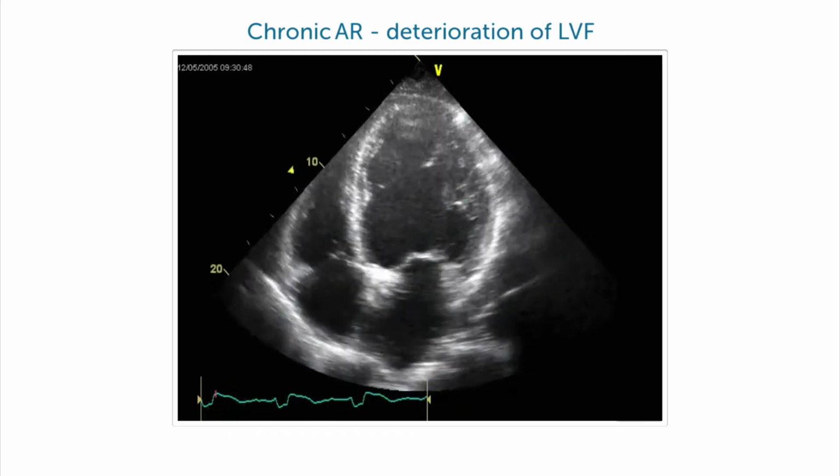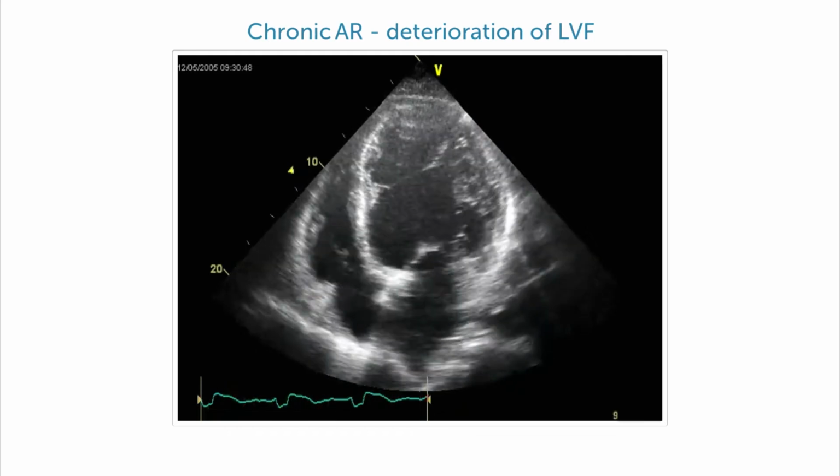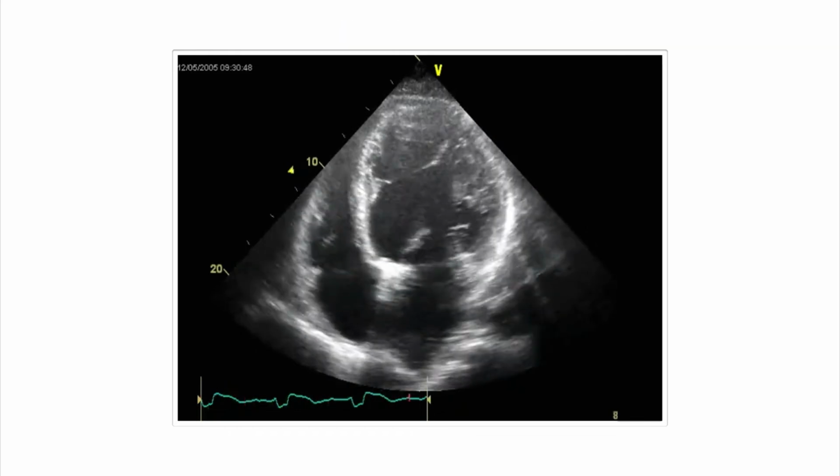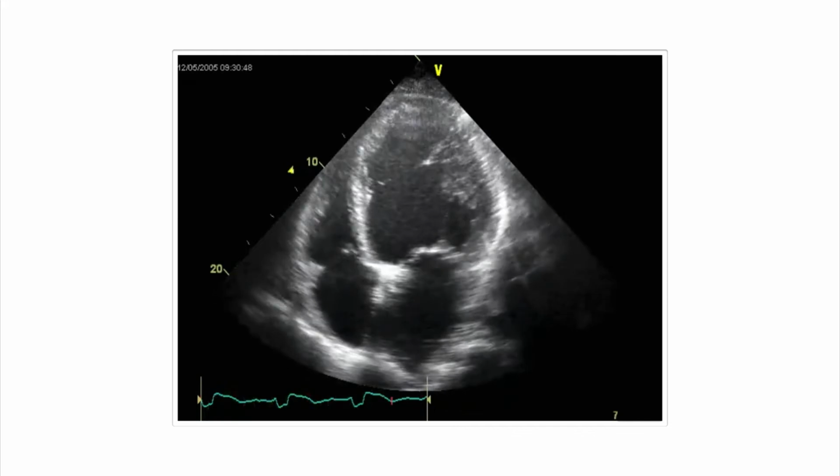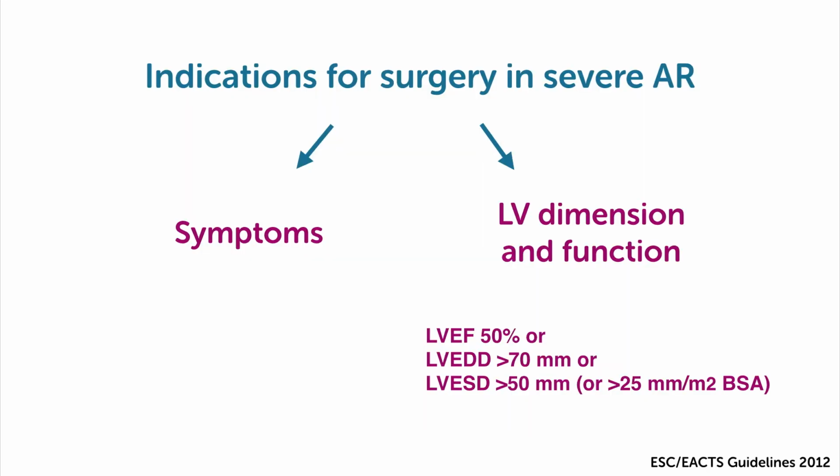This is irreversible, this systolic dysfunction, and this means we have to operate and send the patient to surgery before. So consider always symptoms, severity of AR, and left ventricle size and function. Yes, Anna, and it definitely shows how important echocardiography is in making the decision when to operate a patient.